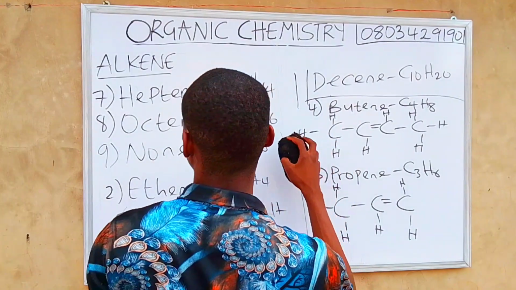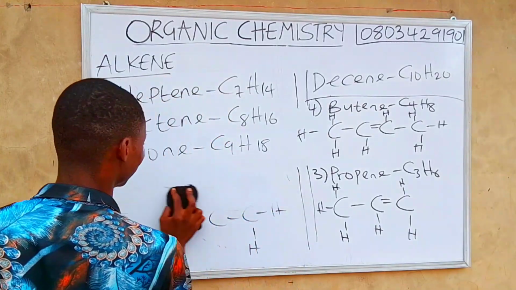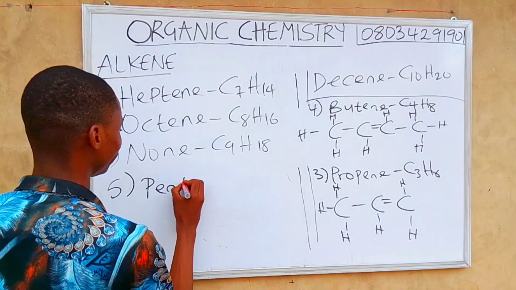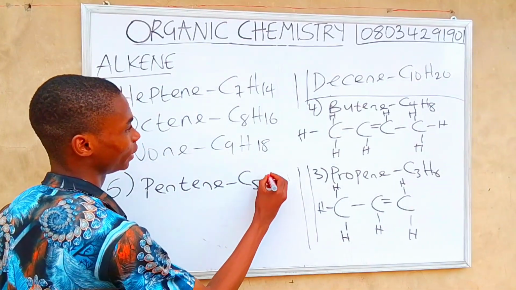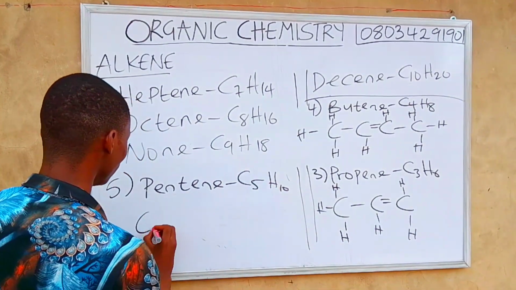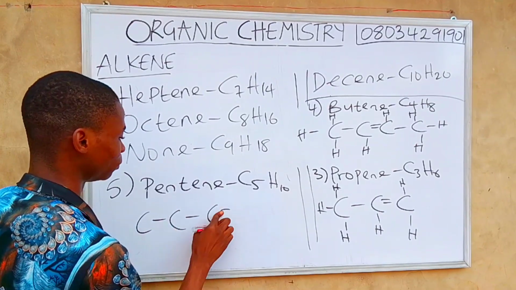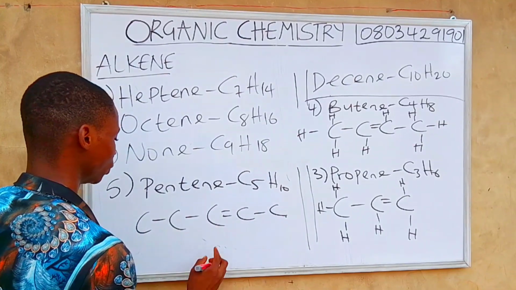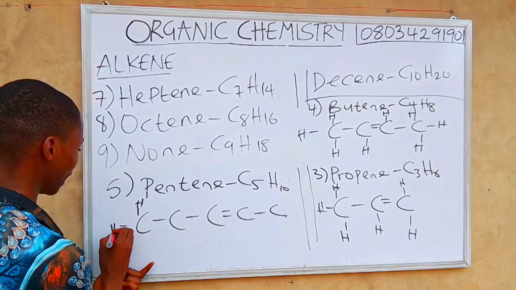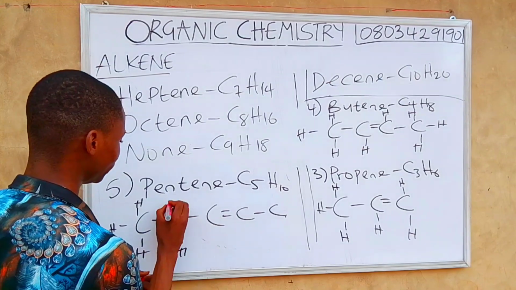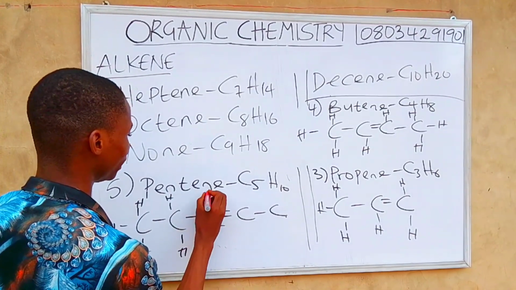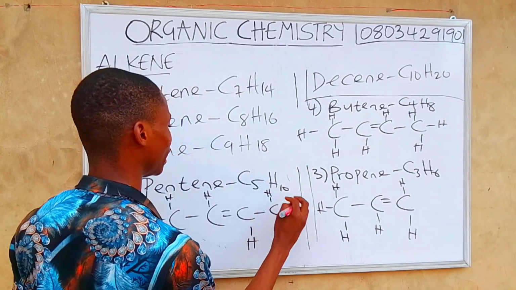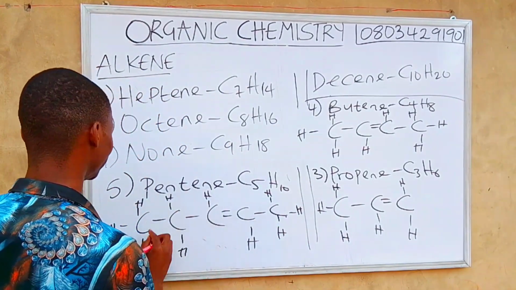So let's move to the last one, which is pentene. Pentene is C5H10. 1, 2, 3. Let's put the double bond here. 5. So 3 hydrogen can be attached here. 2 can be attached here. 1 can be attached here. Another 1 can be attached here. And 3 can be attached here. So let's count 1, 2, 3, 4, 5, 6, 7, 8, 9, 10.